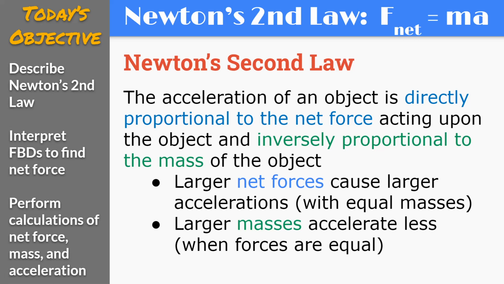Okay, so again, this is the same thing I already had on my screen earlier. Acceleration of an object is directly proportional to the net force acting on the object and inversely proportional to the mass of the object. If you want to add these 2 bullet points underneath it to illustrate the relationships that we just went over, you can: larger net forces cause larger accelerations when masses are equal. Larger masses accelerate less when forces are equal. We just talked about those 2 relationships, but that's that.